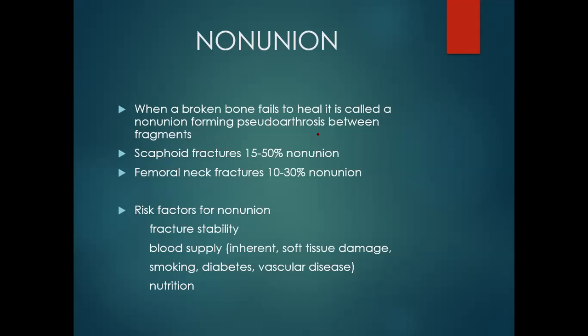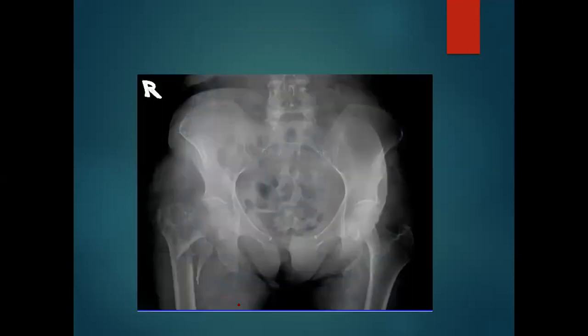It can form pseudoarthrosis between the fragments. It can also cause avascular necrosis. There are a few sites: the femoral neck, the scaphoid, what else did we talk about? Jones fracture. Risk factors for non-union: fracture stability, the blood supply, smoking, diabetes, and vascular disease. So if somebody's got peripheral vascular disease, we want to treat them like a smoker. And then their nutrition, right? If somebody is really malnourished, then they're going to have a harder time healing.